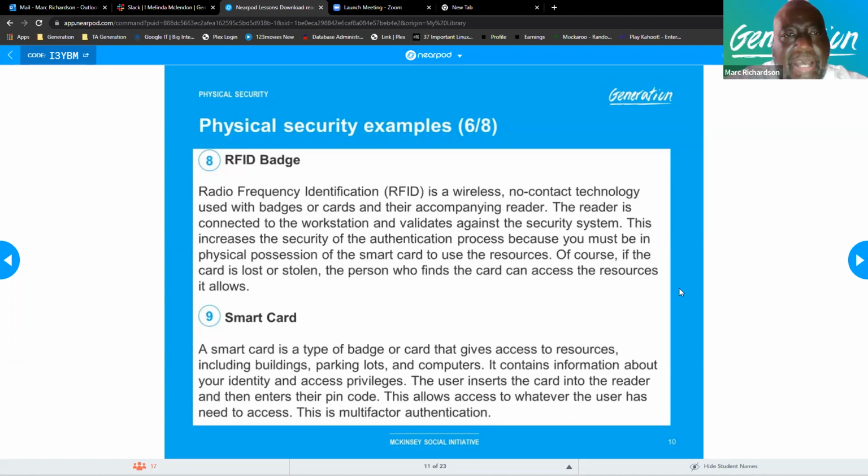So RFID badges have their good points and their bad points, and the worst of all is that if it's lost, it can still be used, and that's not very good. So probably in that situation, if a badge is lost, you should report it immediately so that badge can be deactivated.